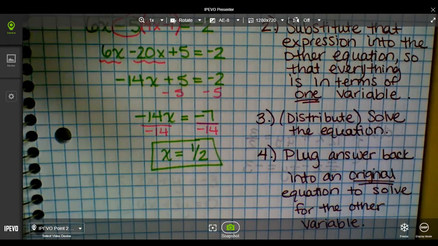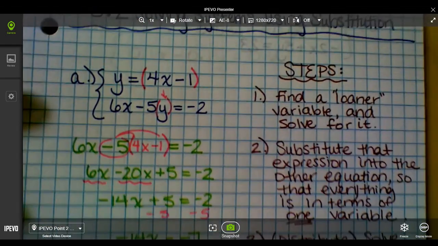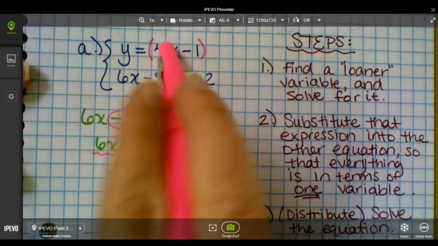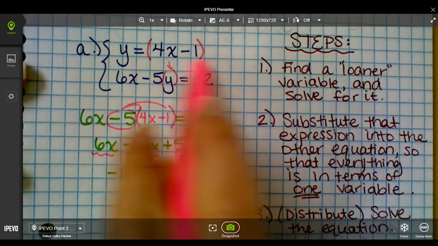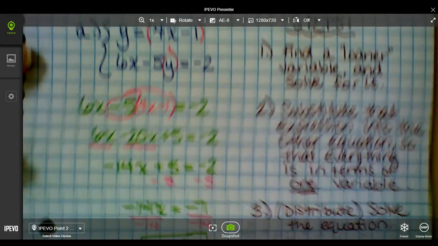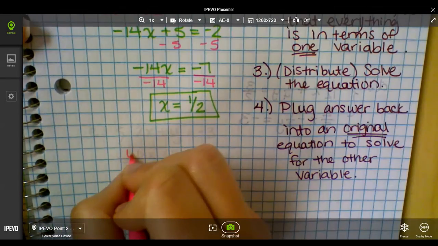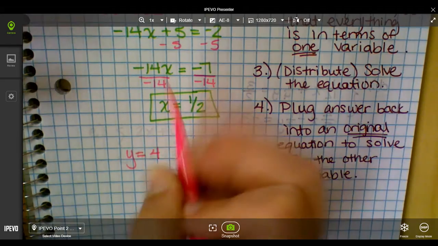Okay, so I want to take this 1/2 and plug it into an original equation. So I want to go back up here. If I'm solving for y, you can pick either one of these equations, but it's probably just easier to plug this one into there. So I have to move my camera back down over here. But what I'm going to have is y equals 4.